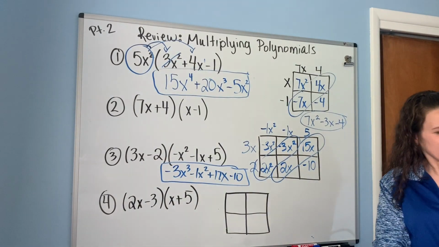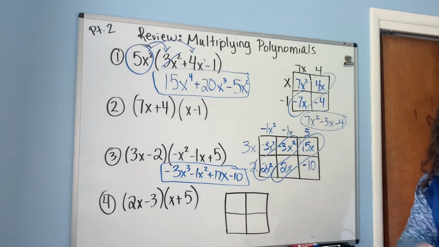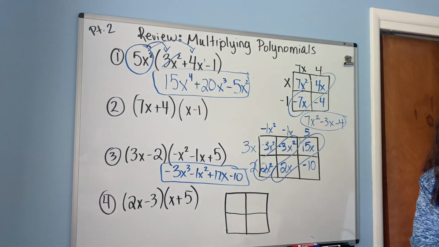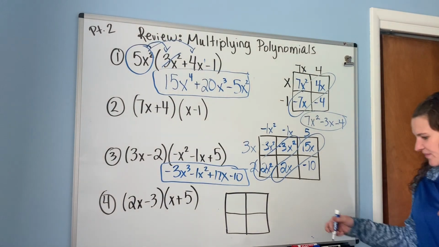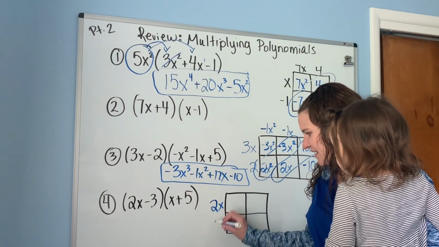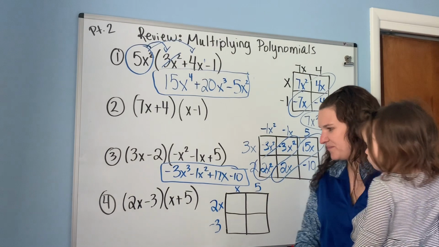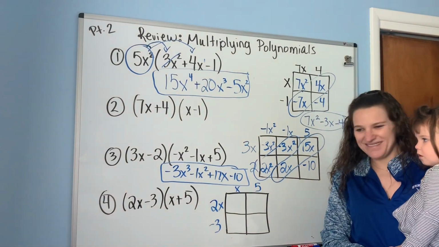All right, Henley, how do you think we're doing? Yeah. Good? One more to go. Binomial times binomial. Think we got this? Yeah? I love your enthusiasm. All right, let's try this. I'll put the 2x here, the negative 3 here, and the x and the positive 5. All right, you ready? Last one.